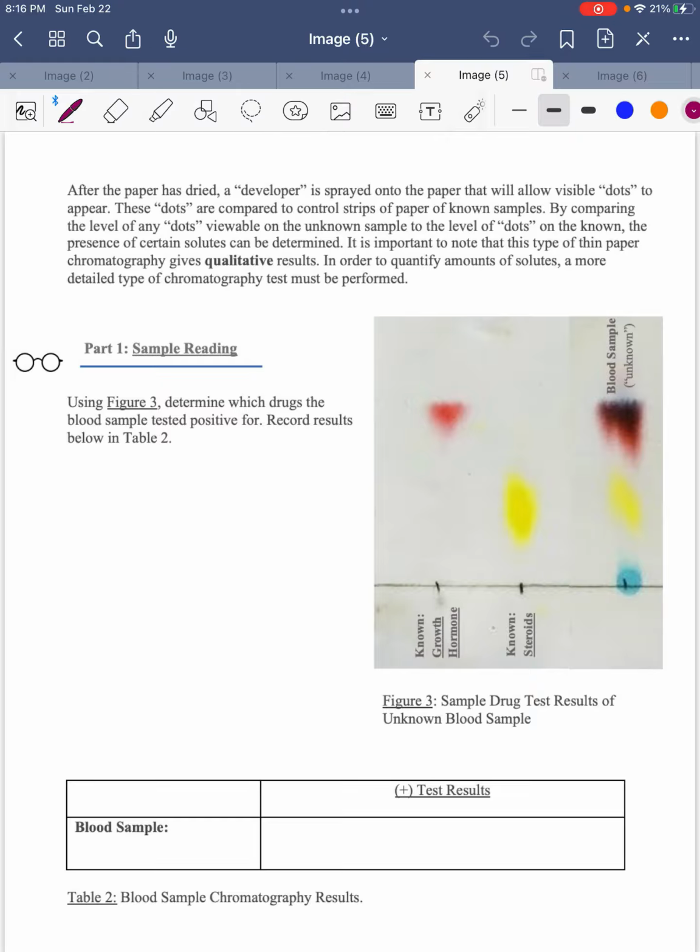But let's get to what I'd like you to do. So in addition to being able to answer some general questions about amino acids, branched chain amino acids, essential versus non-essential amino acids, and what chromatography is, your first assignment here as part of this is to do a sample reading. So if you recall, one of the examples of how chromatography can be used for athletes is drug testing. So here, folks, is a sample drug test. So here is our blood sample from the athlete.